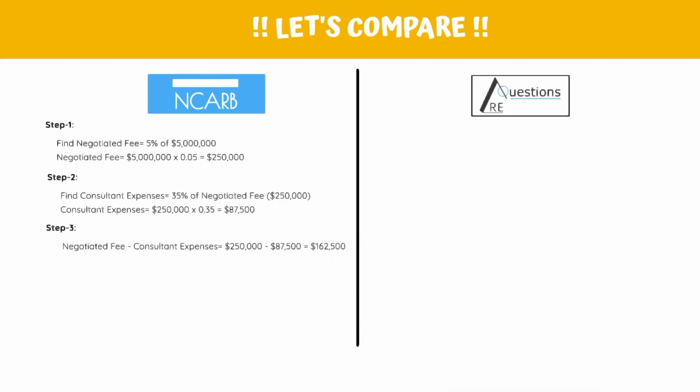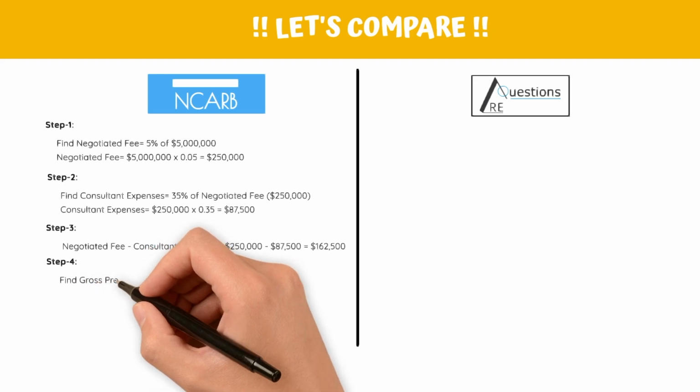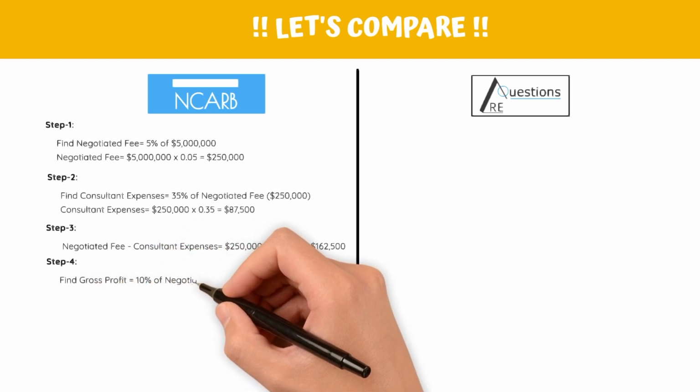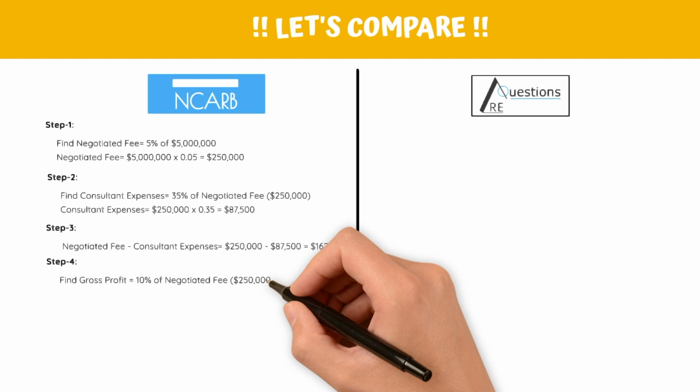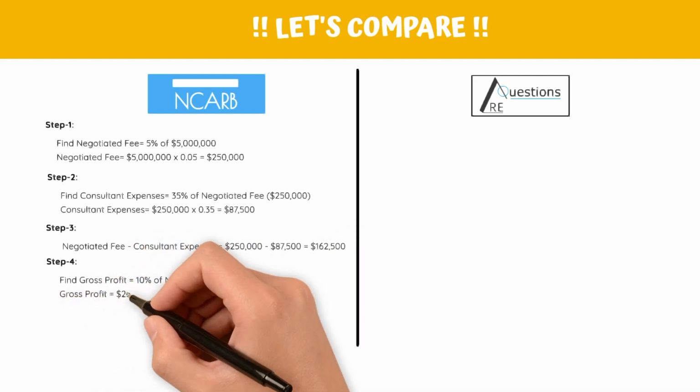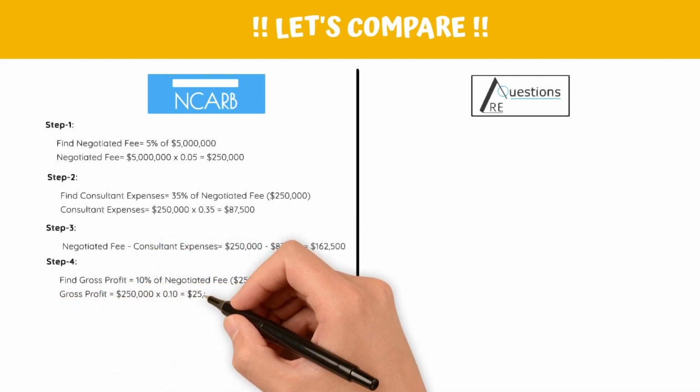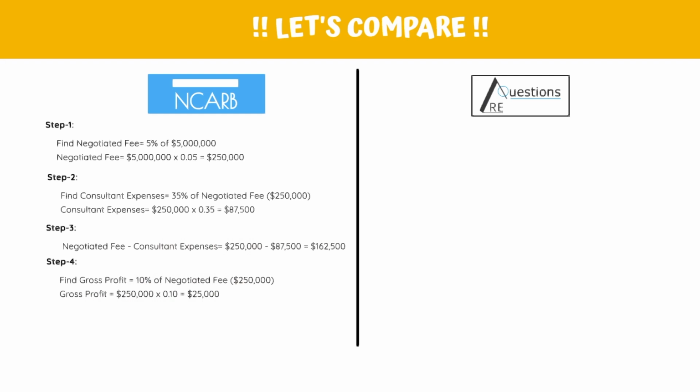In step 3, they subtract the consultant expenses, which they just found, from the negotiated fee, which is the total money that the architectural firm has in hand for this project. So $250,000 minus $87,500 is $162,500. In step 4, they continue to find the gross profit, which is the 10% of the negotiated fee. So the gross profit equals $25,000, which is 10% of $250,000.